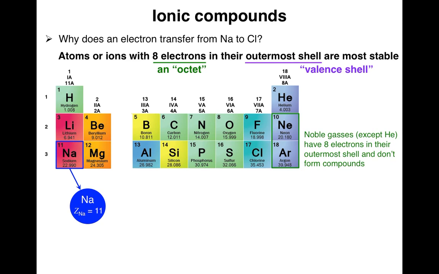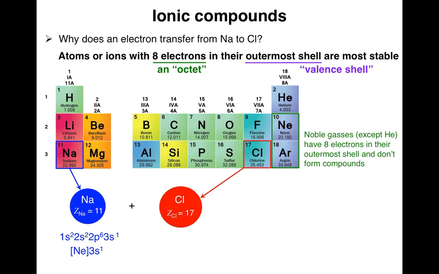For instance, sodium has an atomic number of 11. Its electron configuration is 1s2, 2s2, 2p6, 3s1. It has one more electron than neon, the noble gas that precedes it. That one extra electron is the only electron in the third shell. Chlorine has an atomic number of 17. Its electron configuration is 1s2, 2s2, 2p6, 3s2, 3p5. It has one fewer electron than argon, the noble gas that succeeds it. It has 7 electrons in the third shell.